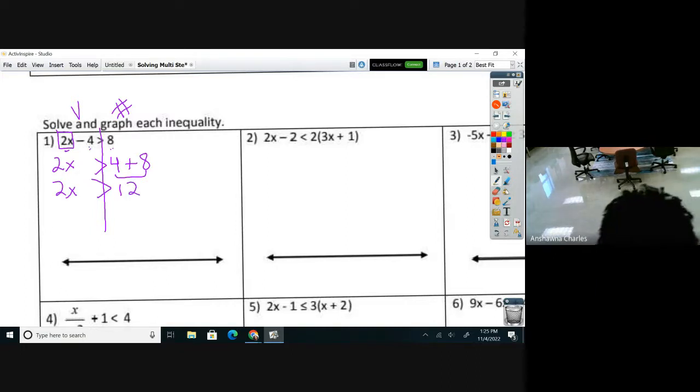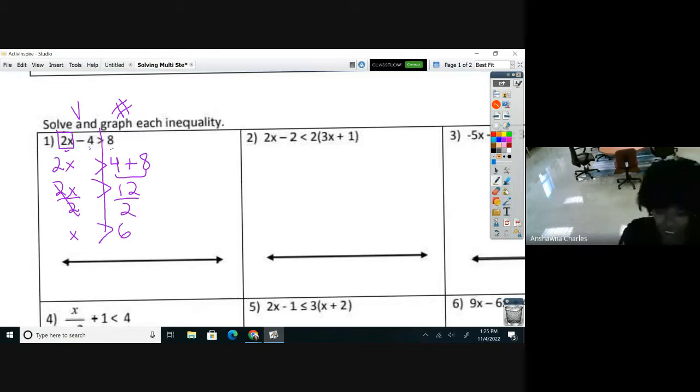Then my last step, divide or multiply by the number left with the variable. This 2 is left with the variable. This says 2 times x. So I divide by 2. So x is greater than 6. I do not need to flip the sign because I did not divide by a negative.